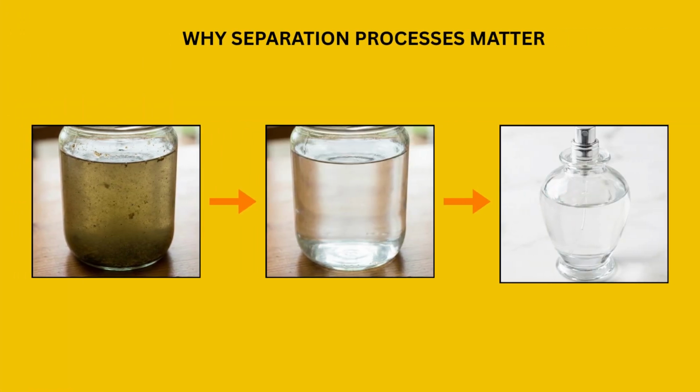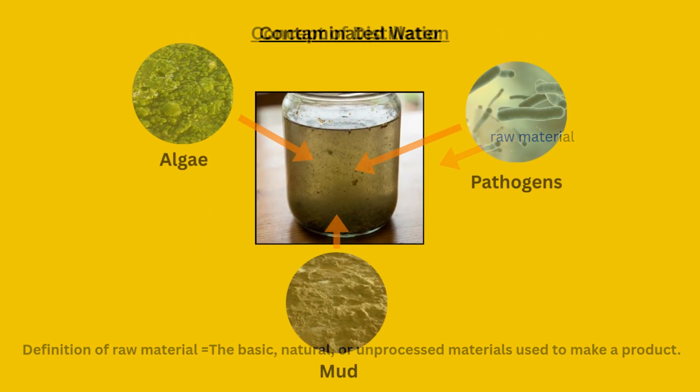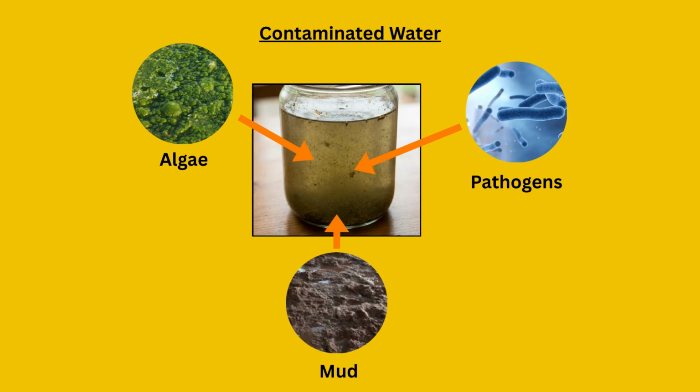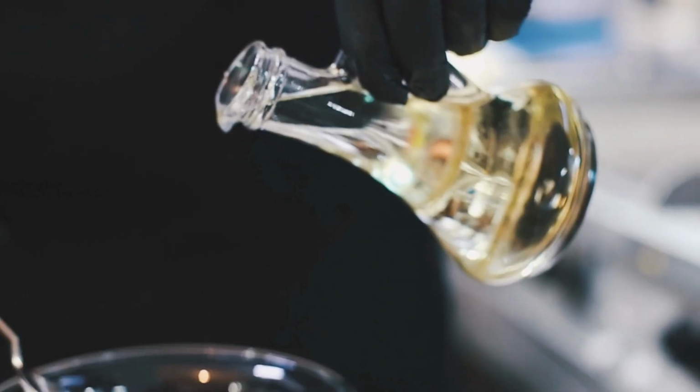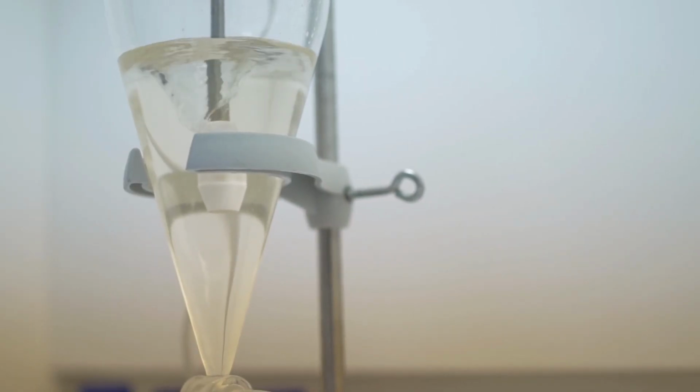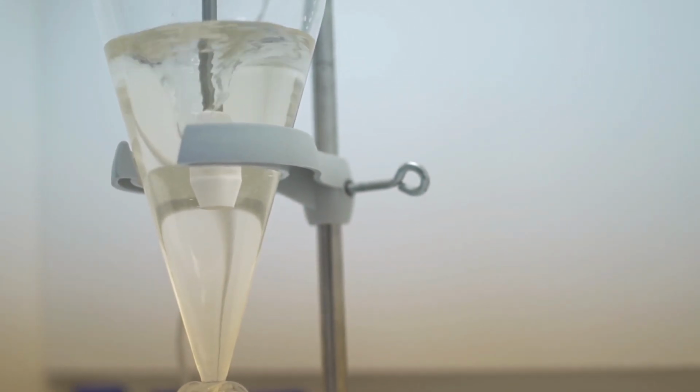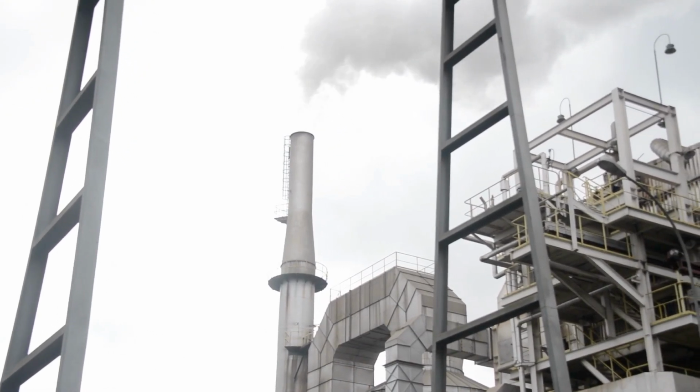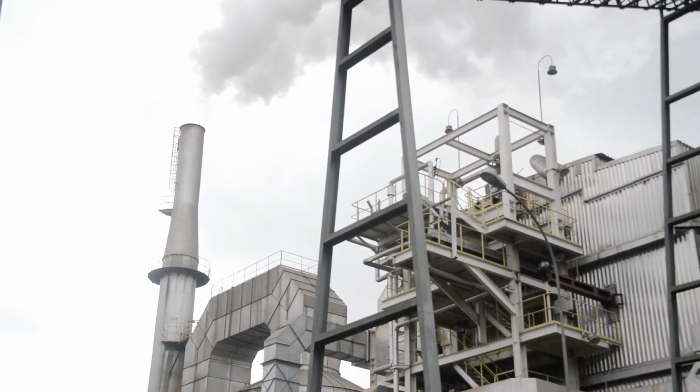Why do separation processes matter? Because as you can see in this picture, there is a change from not clean water into clean water with a perfume. So in chemical engineering, raw materials are never perfectly clean. They are mixed, contaminated, and full of unwanted stuff. Before we can use anything, water, oil, gas, we need to separate the useful part from the impurities. So that's why separation processes literally keep industry running. Without them, no clean water, no medicine, no fuel, and no perfume.